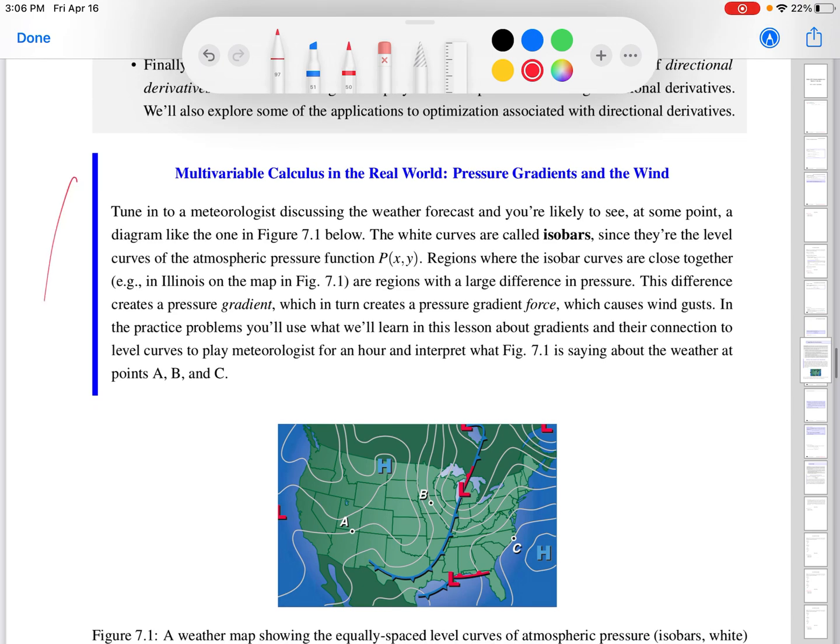This is a nice little motivation and also application of the content we'll discuss. Just very briefly here, the white curves that you see, these are the level curves of the atmospheric pressure function P, where x is latitude, y is longitude, or vice versa, doesn't really matter. Meteorologists use this to study wind. And why do they do that? Because whenever there is a difference in pressure, that creates a pressure gradient.